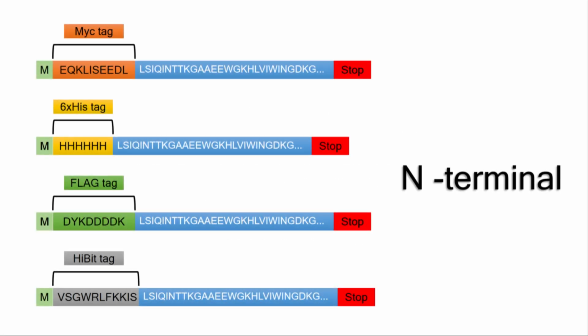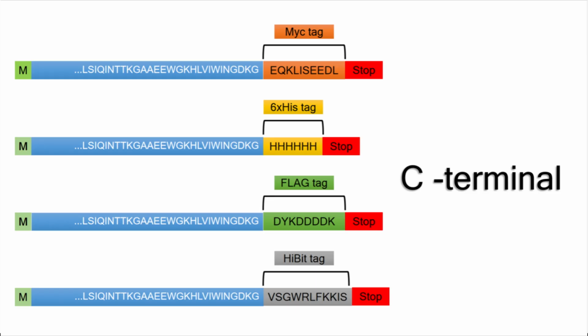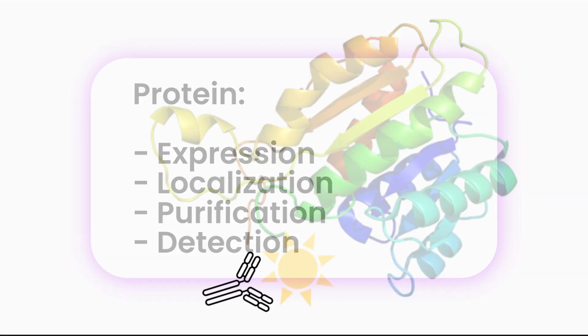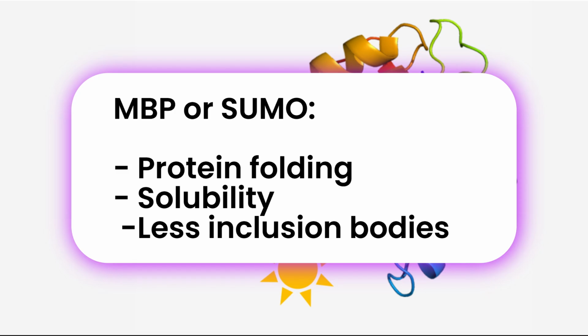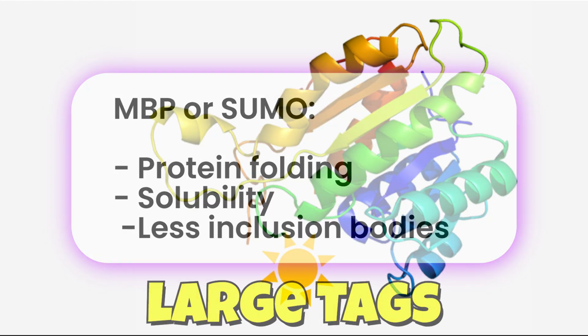A protein tag, also called an affinity or epitope tag, is a short peptide sequence, usually 6 to 20 amino acids. In order to work, it needs to be fused to your protein of interest. As mentioned, the main reason for using a protein tag is to help you study your protein more easily, using commercial reagents that are already validated. But that's not the only reason. Some tags, like MBP or SUMO, are added to help the protein fold properly, stay soluble, and avoid aggregating into inclusion bodies. Just keep in mind, these tags can be pretty large.